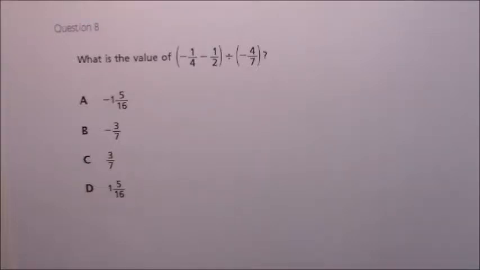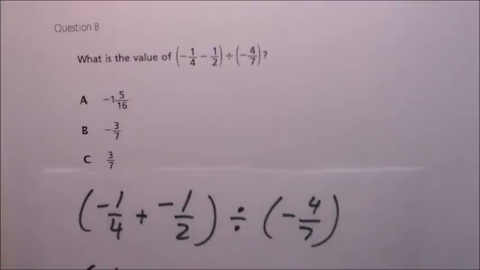Okay, on to question 8. At first, question 8 looks a lot like question 7. We have, what is the value of negative 1/4 minus 1/2 divided by negative 4/7? But then we look at our answer choices and we're like, oh darn, they're all fractions. And fractions are not as calculator friendly as decimals are. So we're going to have to do some fraction work, but that is okay. We can get through this.